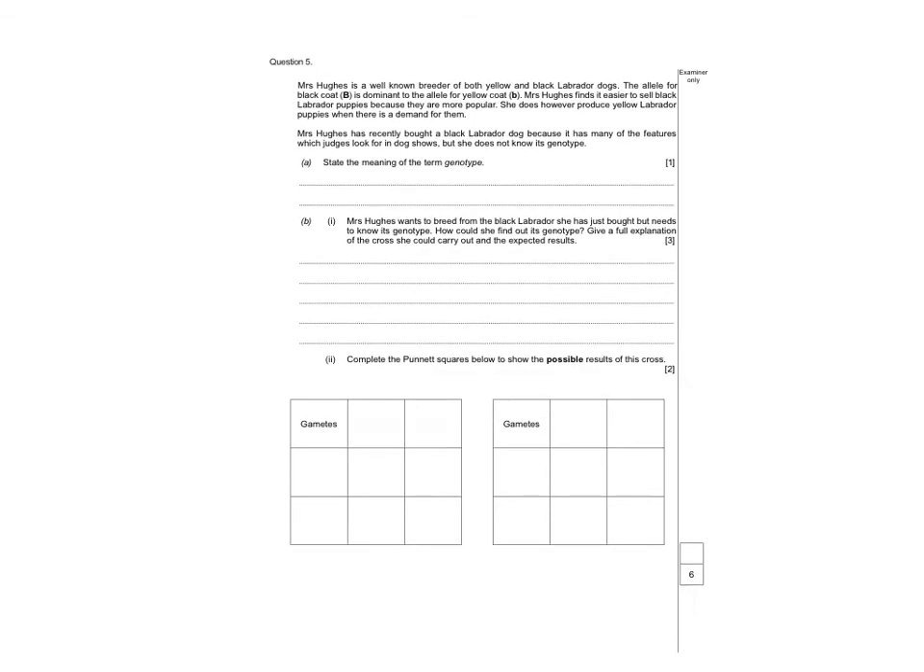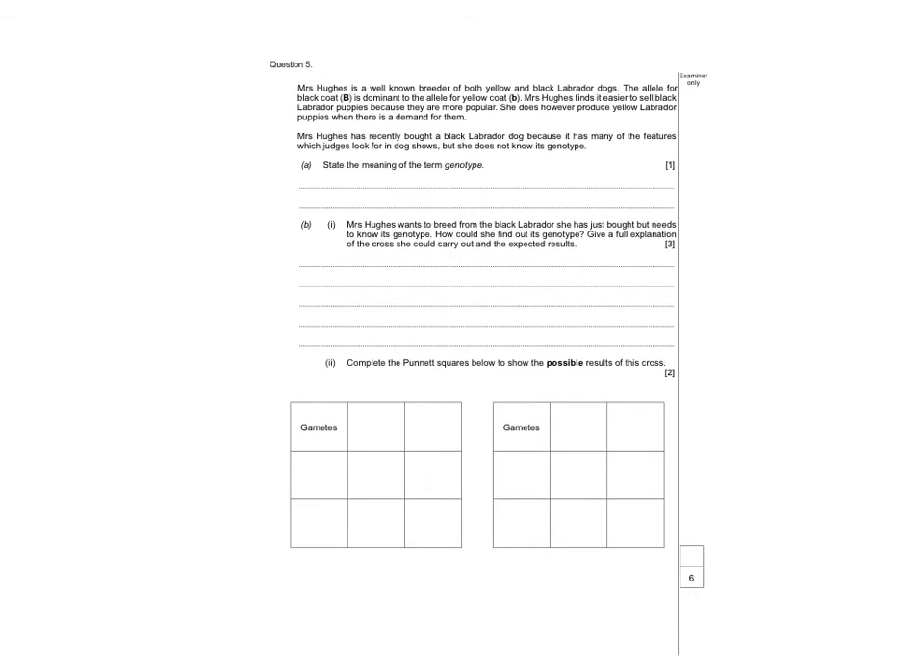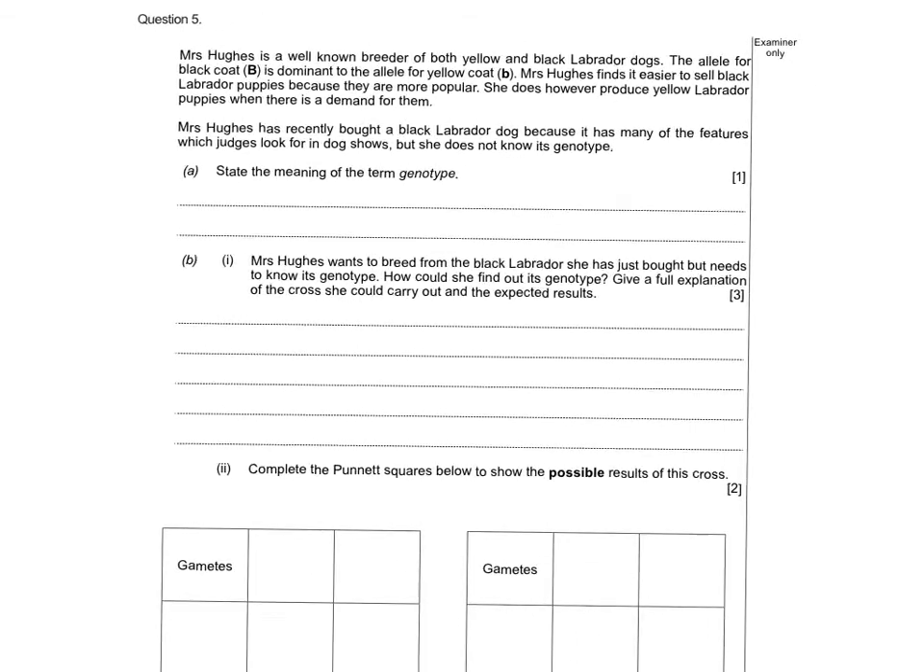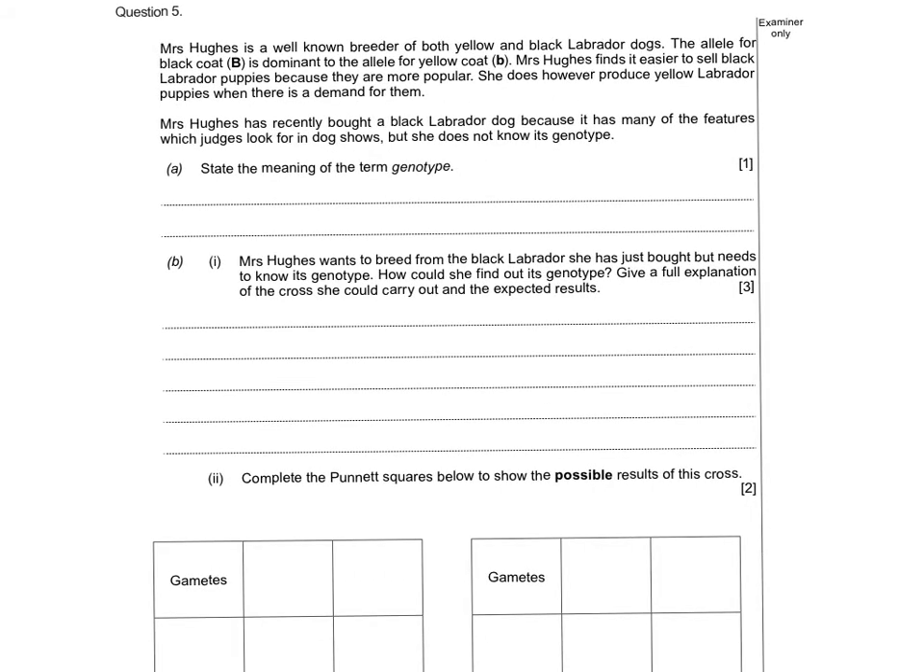Last question then is, Mrs. Hughes is a well-known breeder of both yellow and black Labradors. The allele for black coat, big B, is dominant to the allele for yellow coat. Mrs. Hughes finds it easier to sell black Labrador puppies because they are more popular. She does, however, produce yellow Labrador puppies when there is a demand for them. Mrs. Hughes has recently bought a black Labrador dog because it has many of the features which judges look for in show dogs, but she does not know its genotype. State the meaning of the term genotype.